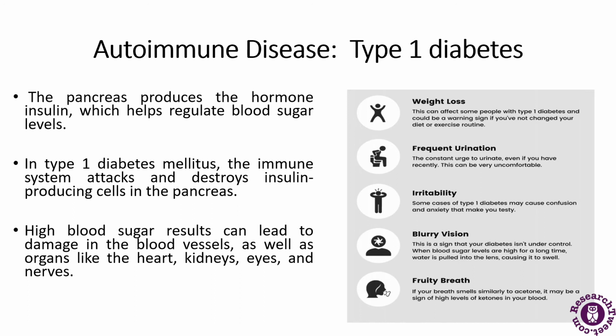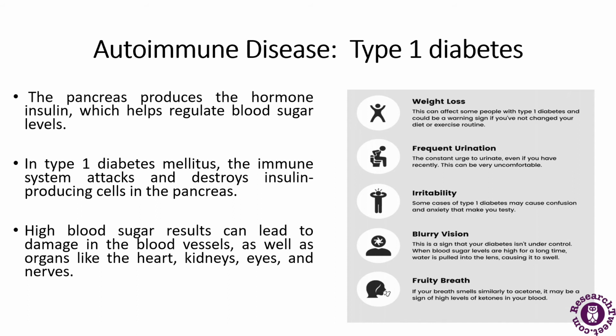Irritability. So there are some cases of type 1 diabetes which may cause confusion and anxiety and make you testy. Blurred vision. This is a sign that your diabetes isn't under control. When the blood sugar levels are high for a longer period of time, water is pulled into the lens, causing it to swell. So you will have blurred vision.